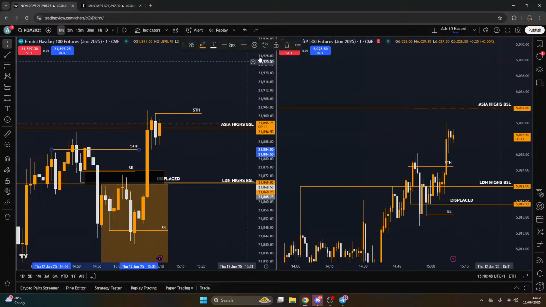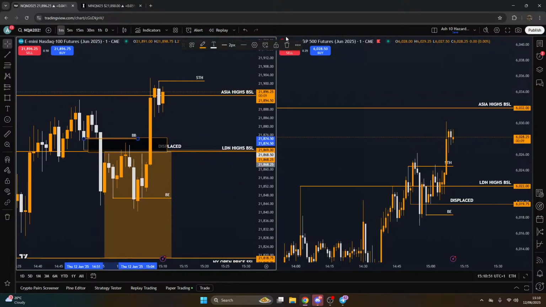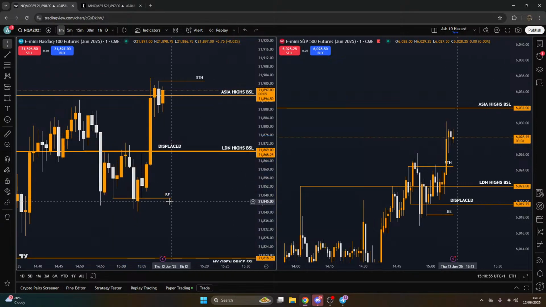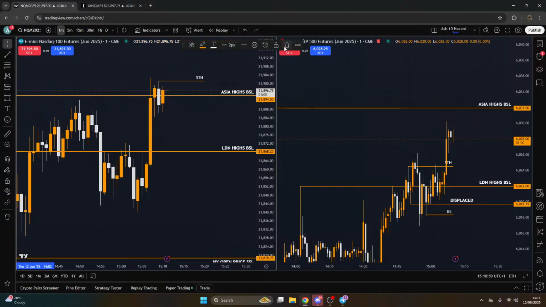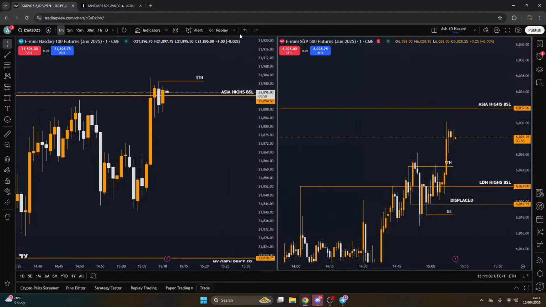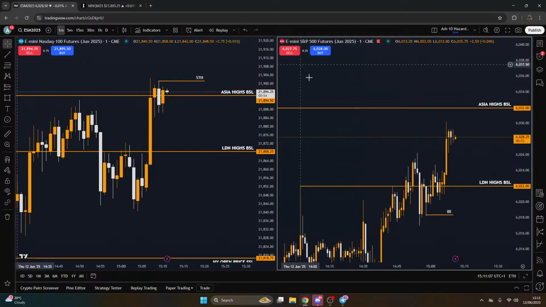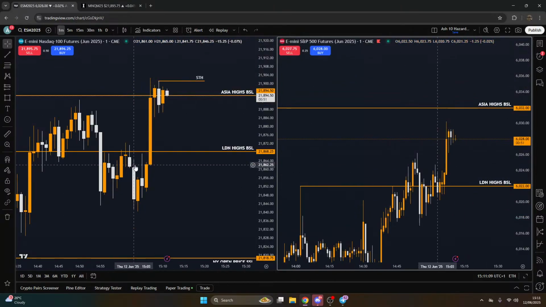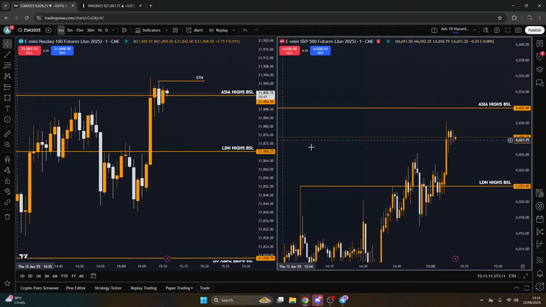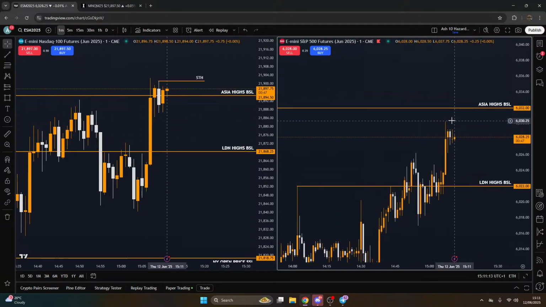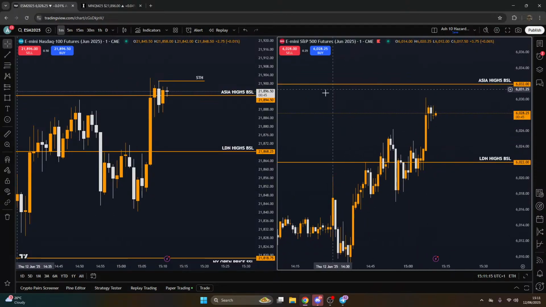So I'm gonna get rid of all this here. We can get rid of London highs. Actually, no, I need to keep it for now. Alright, cool. So now what we've seen is price has come up and taken out Asia highs, but we haven't taken Asia highs on ES on the right hand side. So can someone tell me what we would have right now?